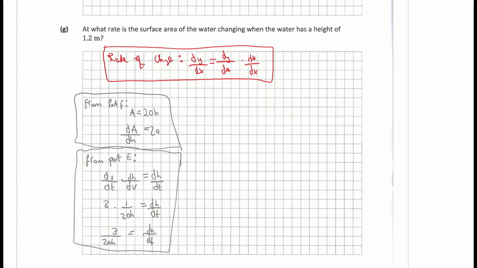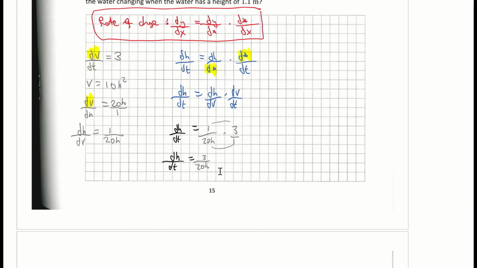So that one is coming from part E. I'm just scrolling up here to part E. Just remember from part E you got 3 over 20h, but I don't think I finished out that question, did we? We just had to actually sub in our value for h, which was 1.1. So apologies, I'm going to come back and finish out part E. When I sub in my 1.1 for h, I get 3 over 20 times 1.1, which is 0.136 meters per second. So I just needed to finish off part E.